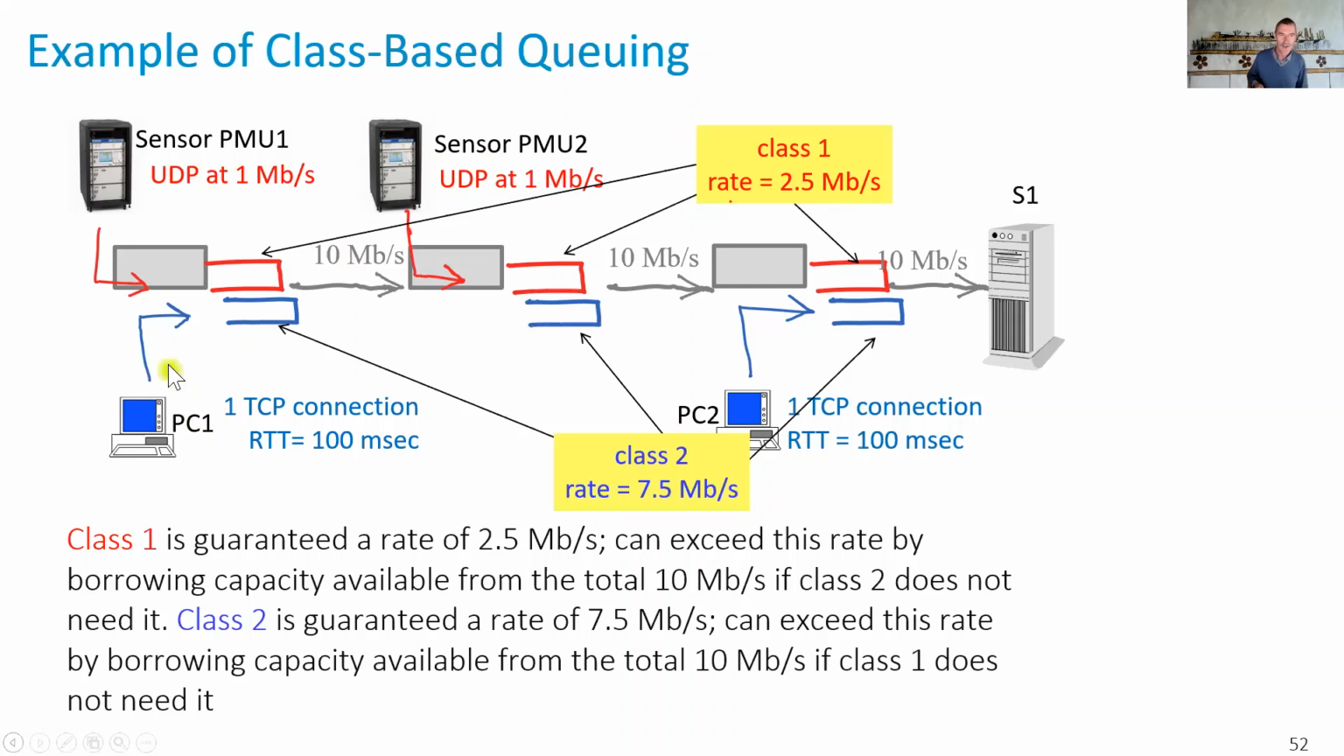Here, I assume that in this network, the rest of the traffic, the best effort traffic, which is typically congestion control, will use the rest. So here I have a second class, and in this simplistic example, the links are 10 megabit per second, and class 2 has 7.5 megabit per second.